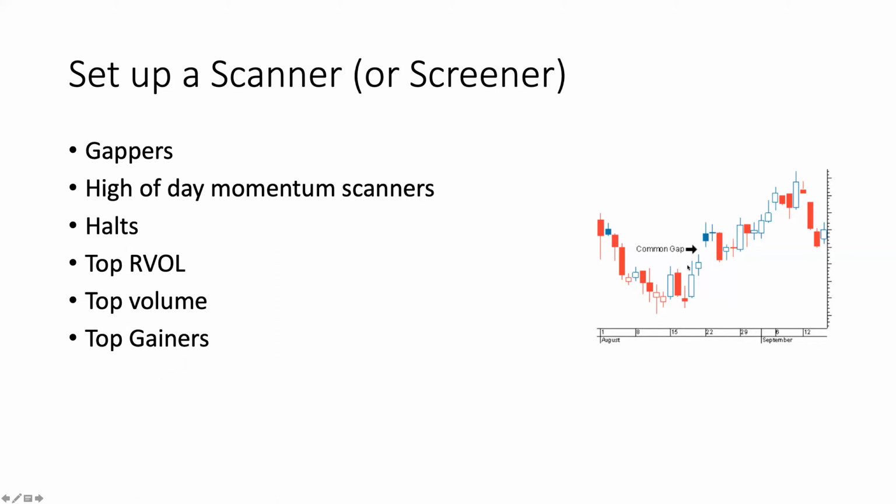Gappers is right here in this chart. You can see, when the stock closes at a certain price in the previous day, and the next day it opens at a different point, there is a gap. There is no continuity. That shows that in the after hours, there was news that has created after hour activity.